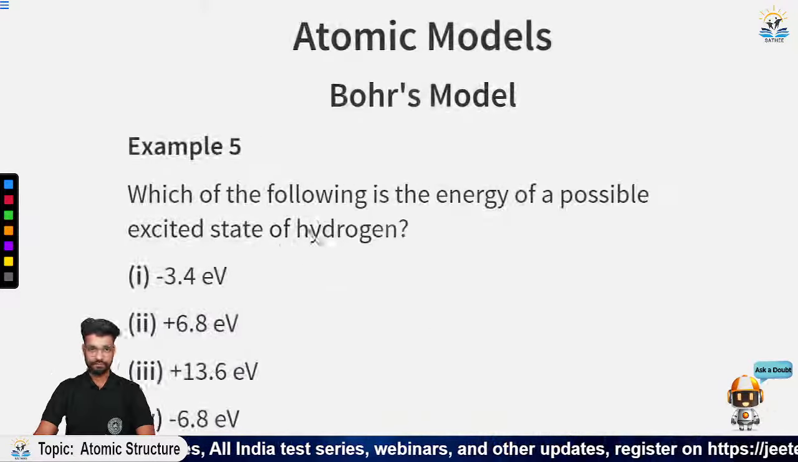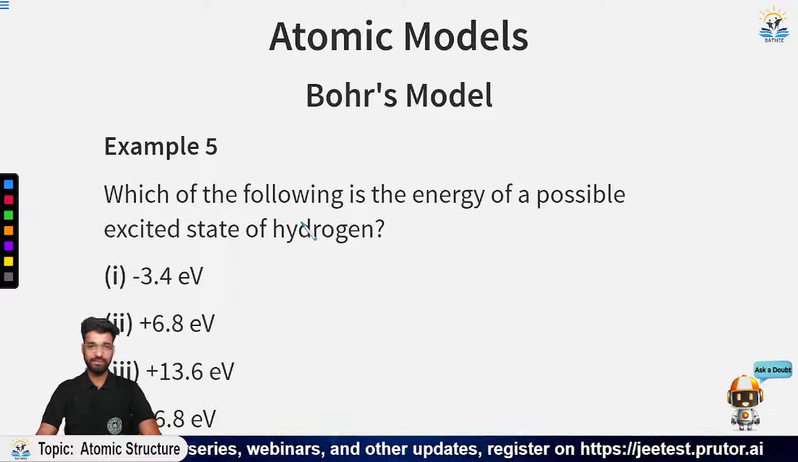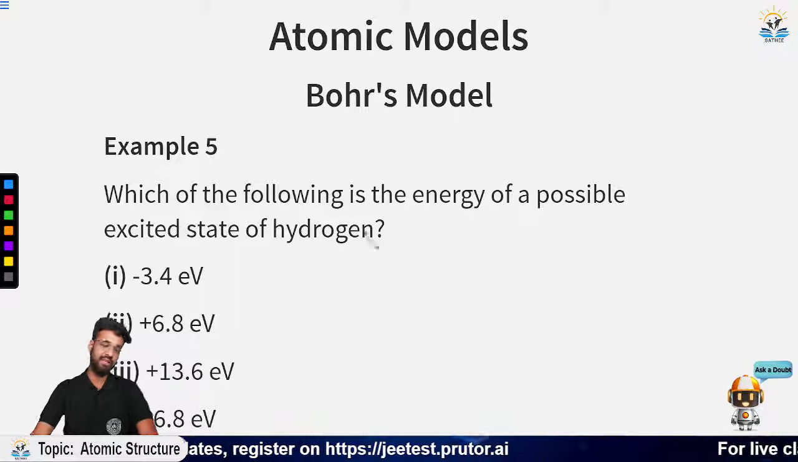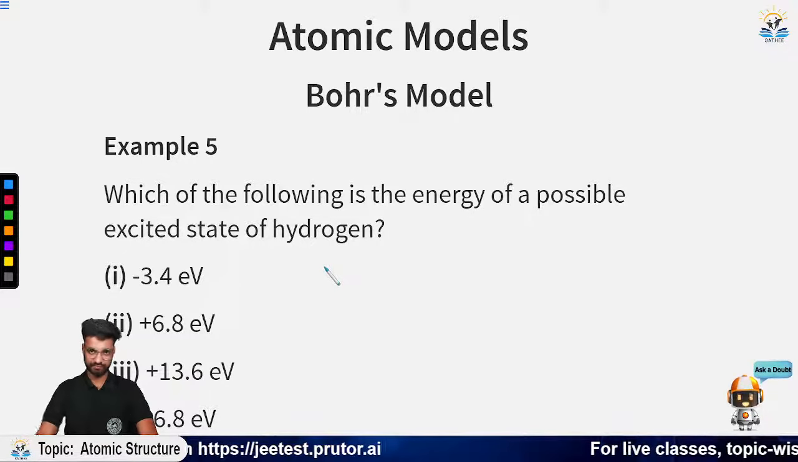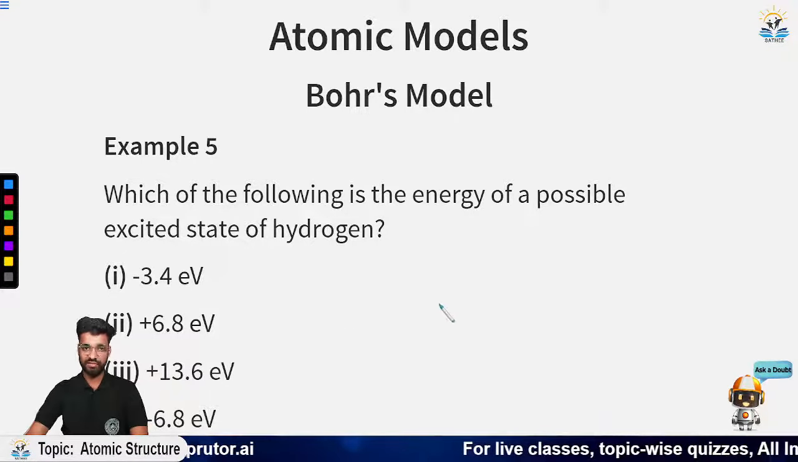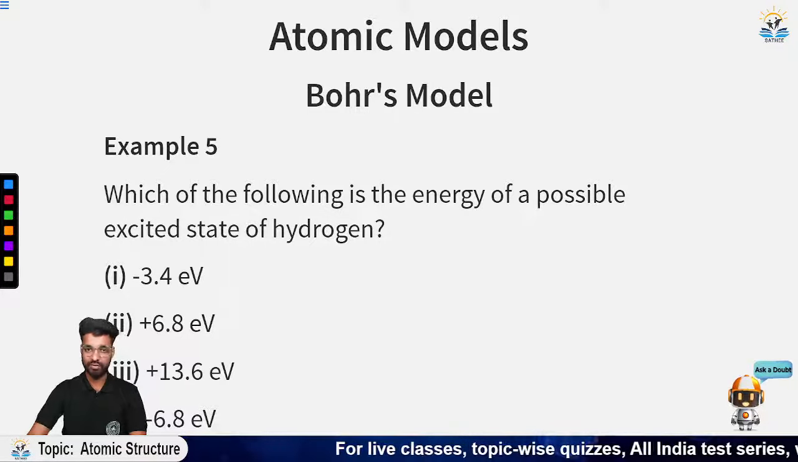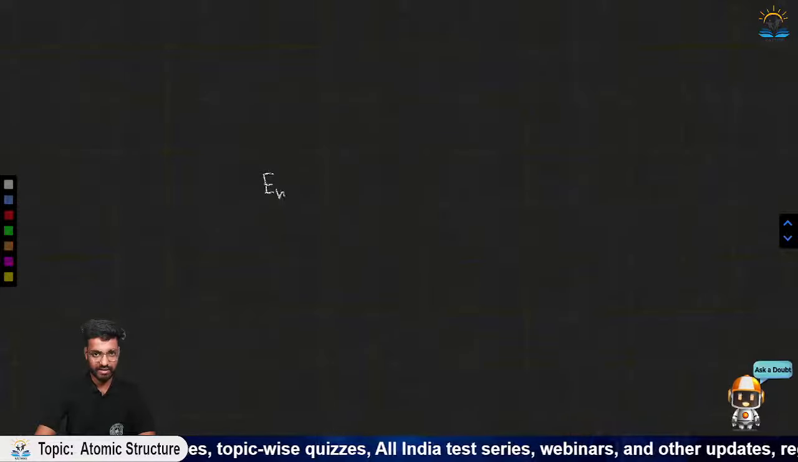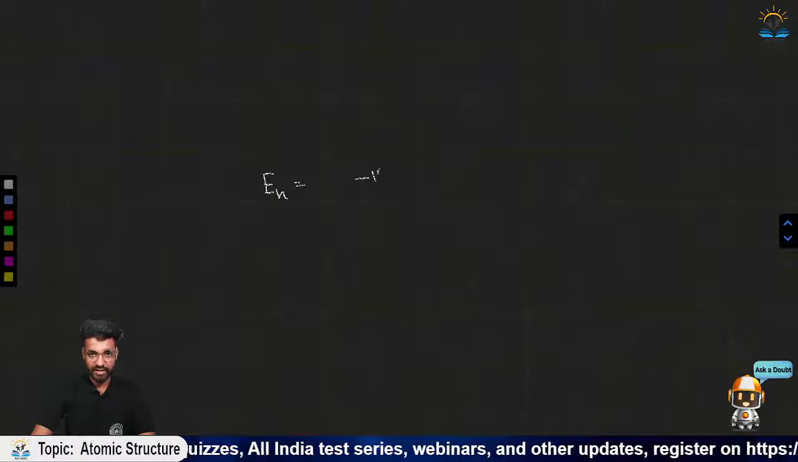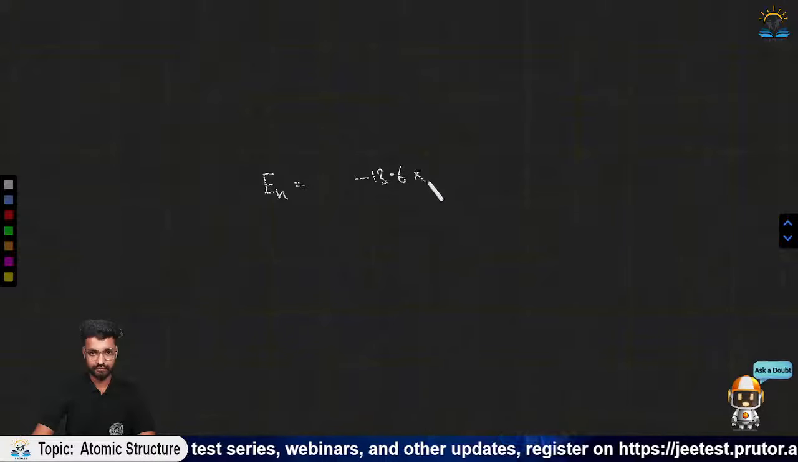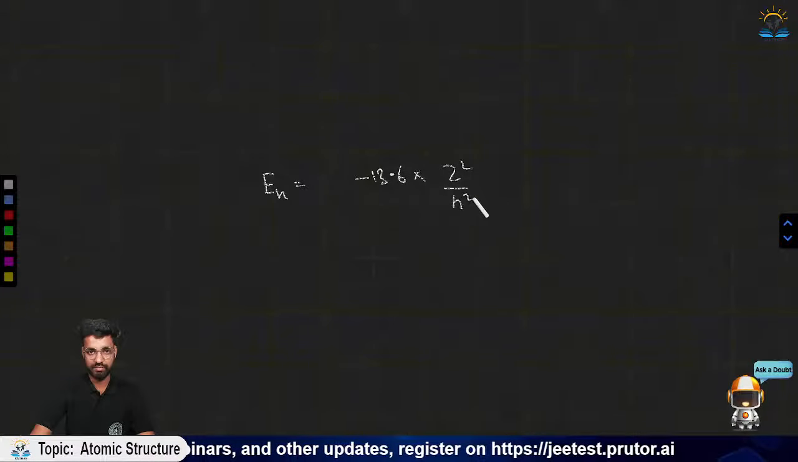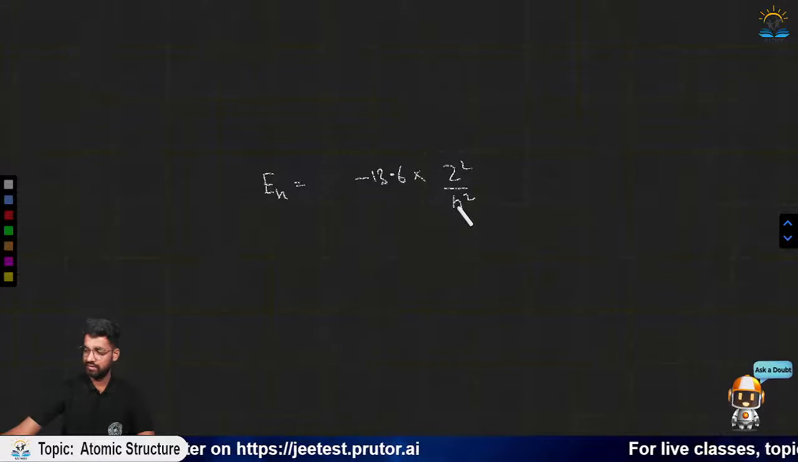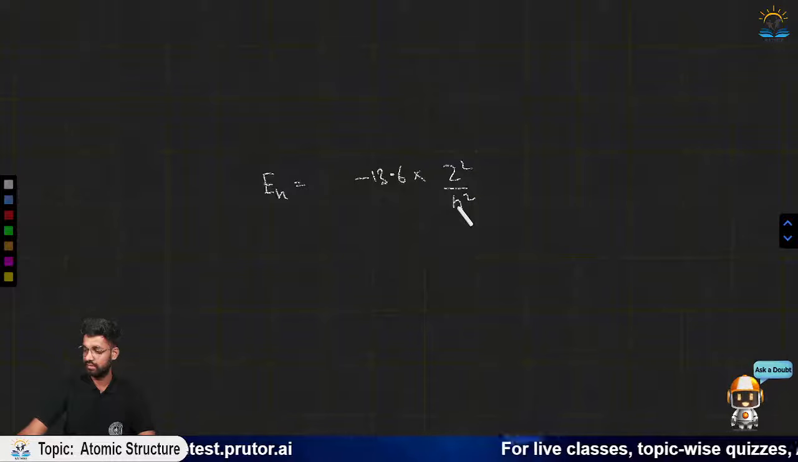Now next, we will move to another question. This question is very simple. Which of the following is the energy of a possible excited state of hydrogen? So what is the formula for hydrogen? The energy is given in electron volts. The formula for the nth energy state is En equals minus 13.6 Z square by n square.